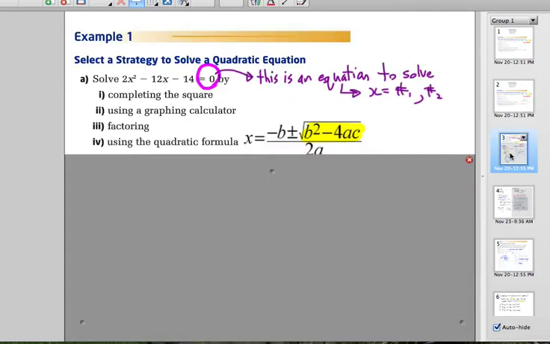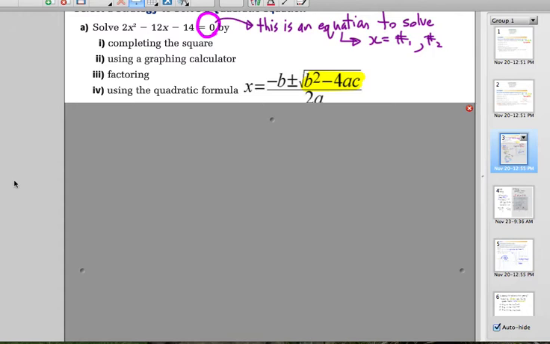In general, there's 4 ways of solving a quadratic equation, but I think there are some that will be a lot preferable to others. One is completing the square, one is using a graphing calculator, one is factoring, and the fourth is quadratic formula. I'm going to do the second one first, graphing calculator.